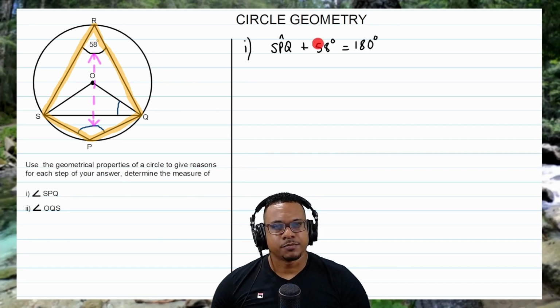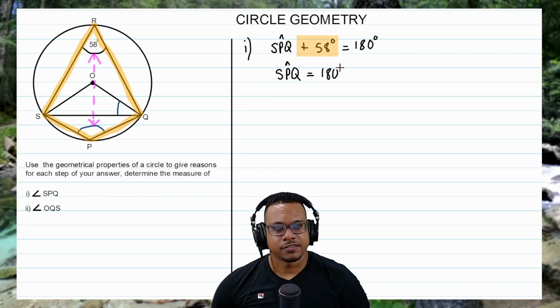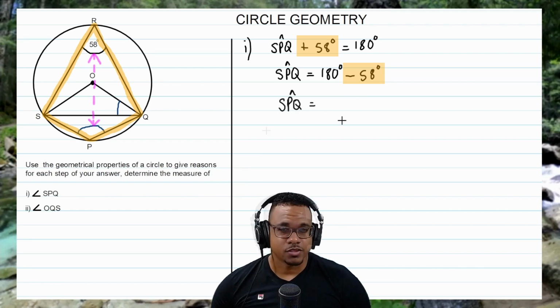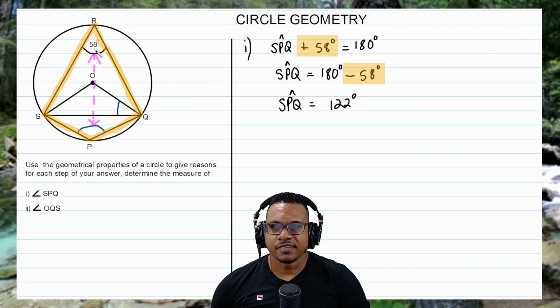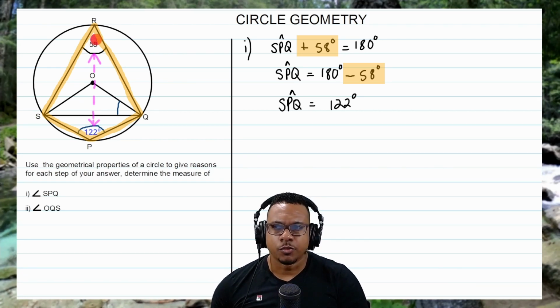So I'll simply transfer this positive 58 degrees across the right hand side and it will turn to negative 58 degrees. So I'll have angle SPQ is equal to 180 degrees take away 58 degrees. So angle SPQ will be equal to 122 degrees. Now your reason would be that the opposite angles of a cyclic quadrilateral are supplementary. But we could shorten that and just simply write opposite angles are supplementary.